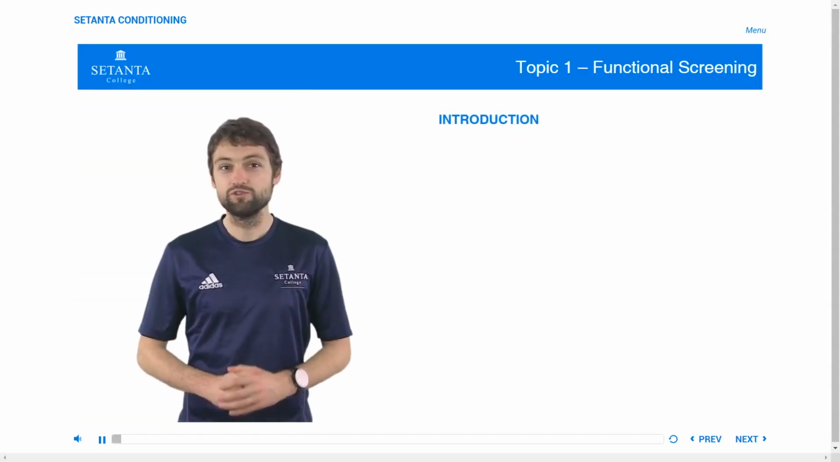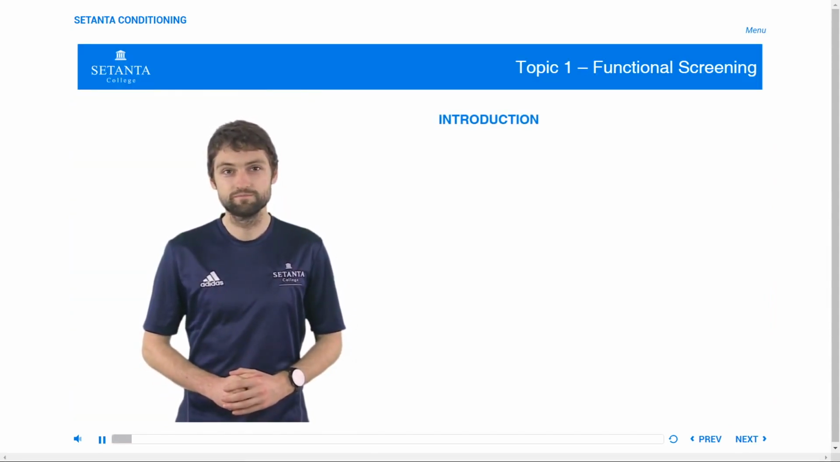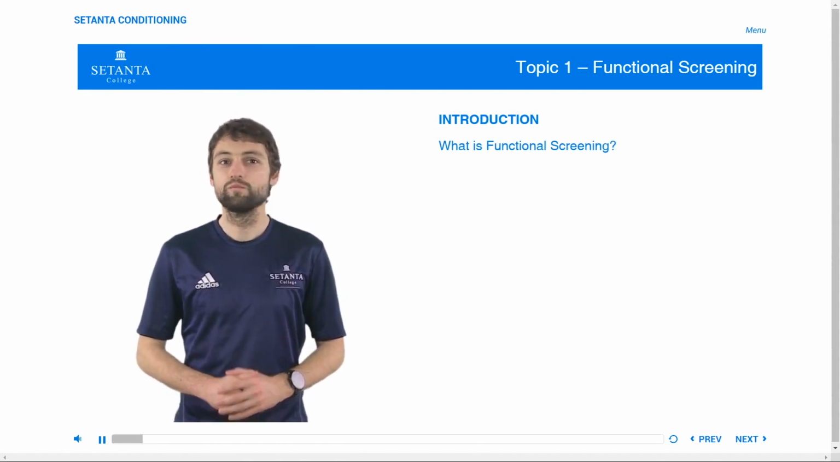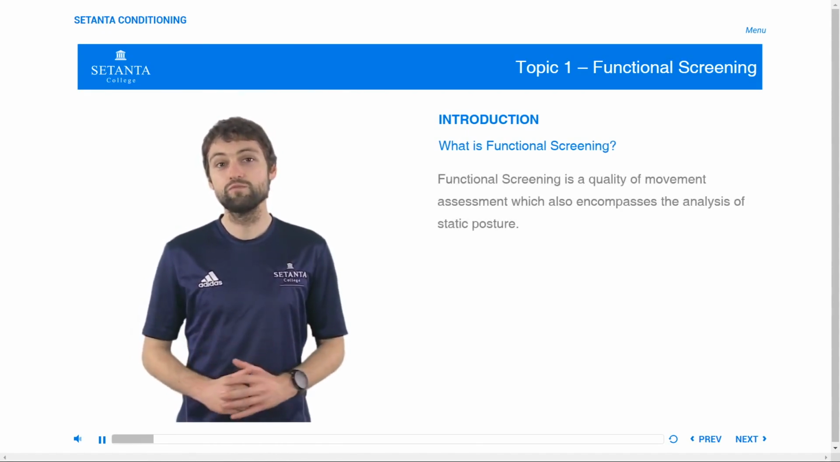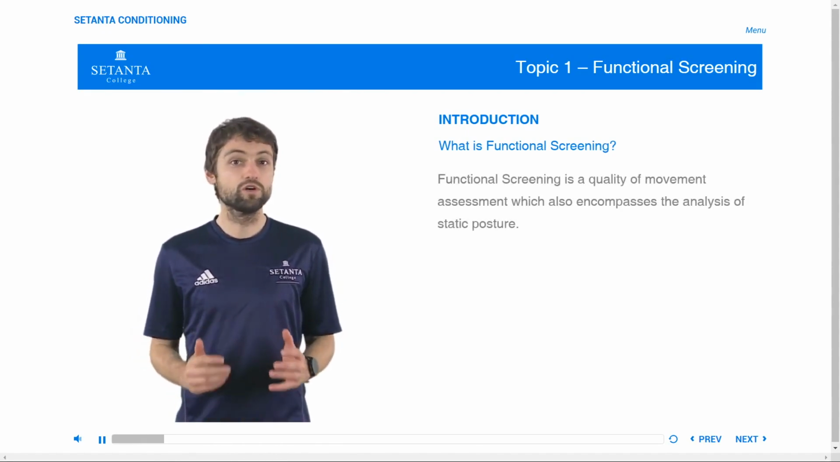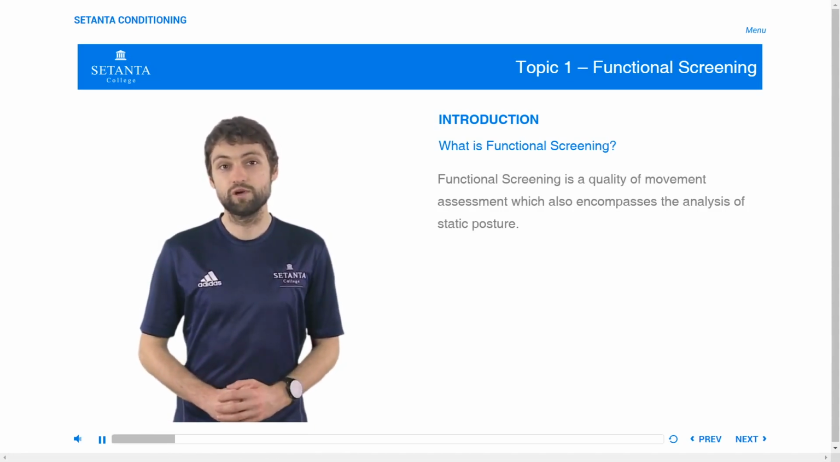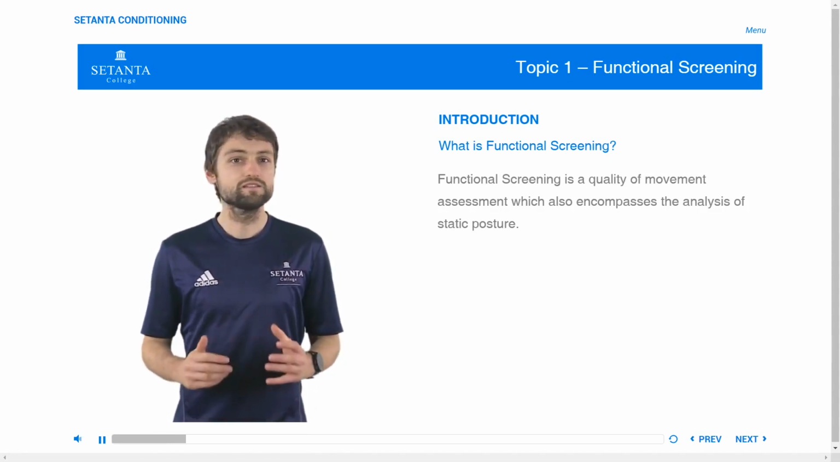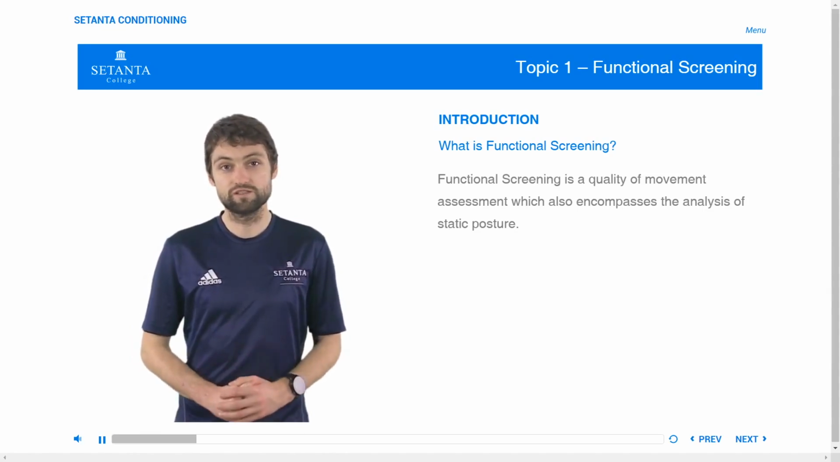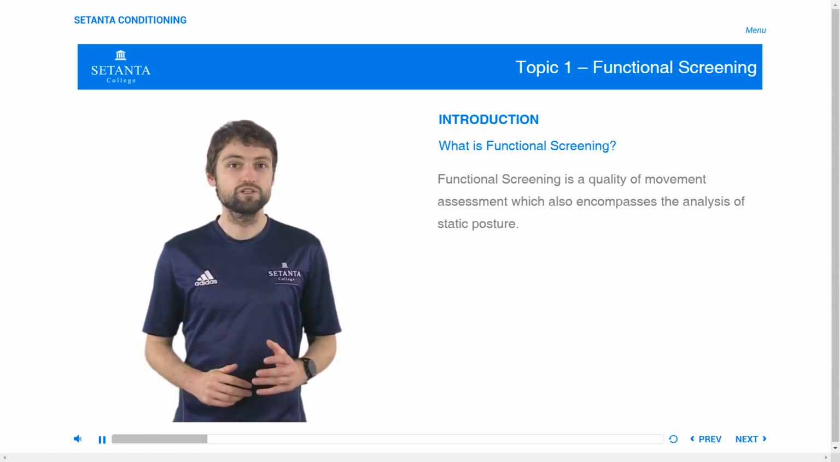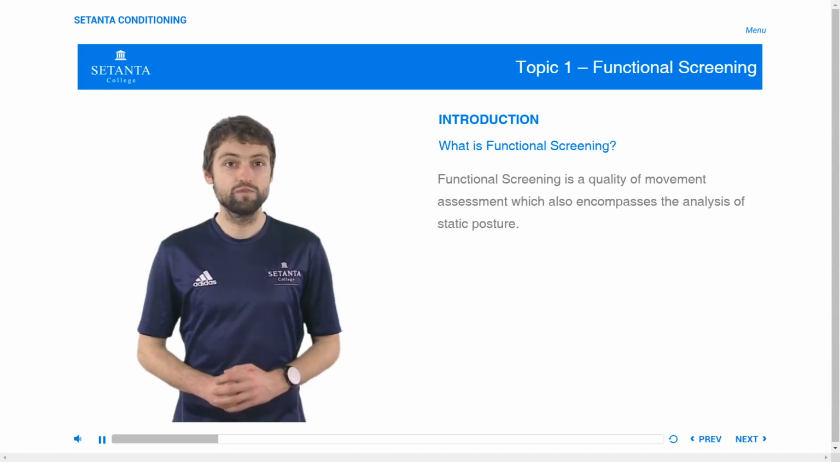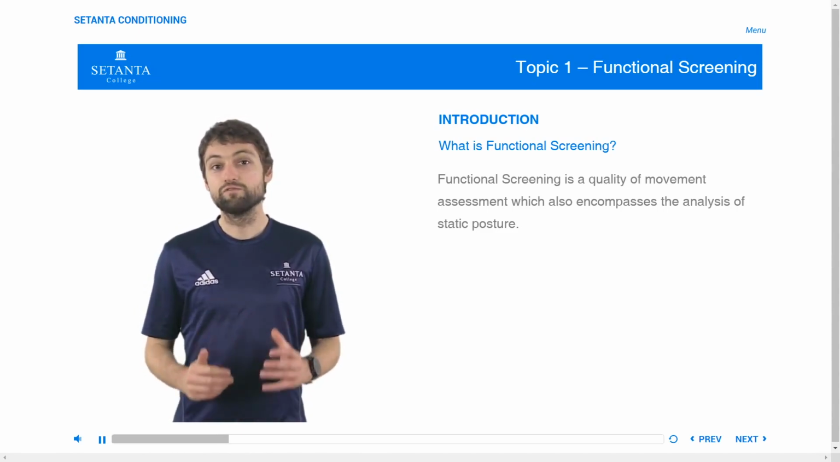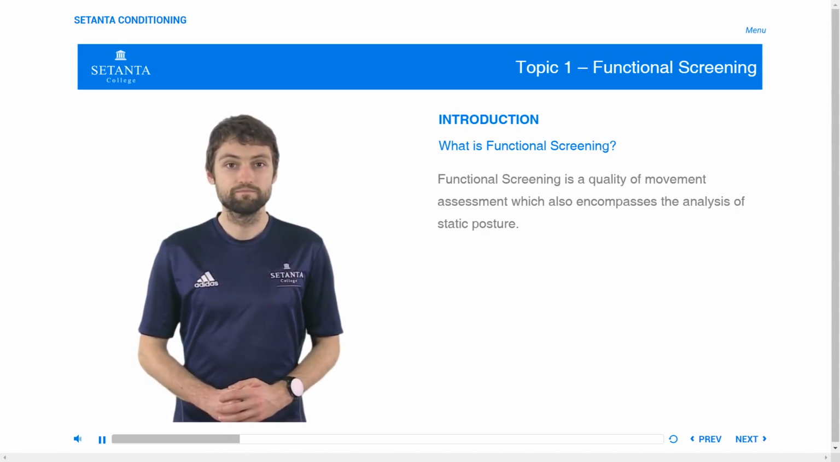Our first topic introduces you to functional screening. What is functional screening? Put simply, it is a quality of movement assessment which also encompasses the analysis of static posture. This is the starting point for anyone who wants to exercise. This section will cover the basic postural and movement screens that will inform your own training program.